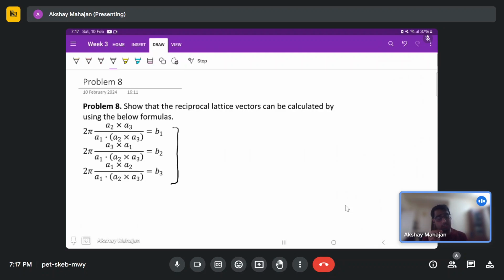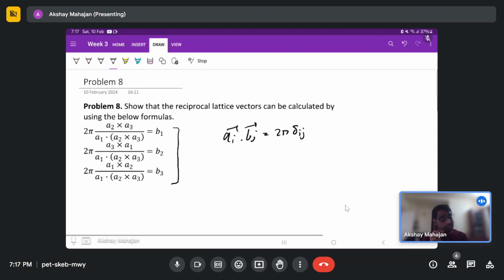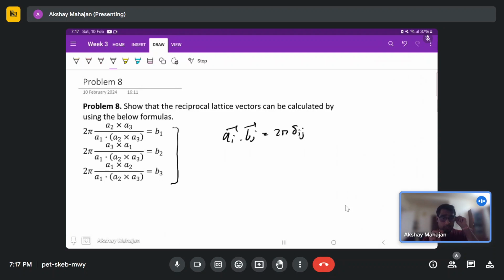There I didn't use these formulas, I just used the relation that ai vector dot bj vector is equal to 2 pi times delta ij. That is the relation we used, but instead of that we can also use these formulas to find the reciprocal lattice vector. And here we have to prove that this formula works. So what we will do is check that this formula satisfies this condition.